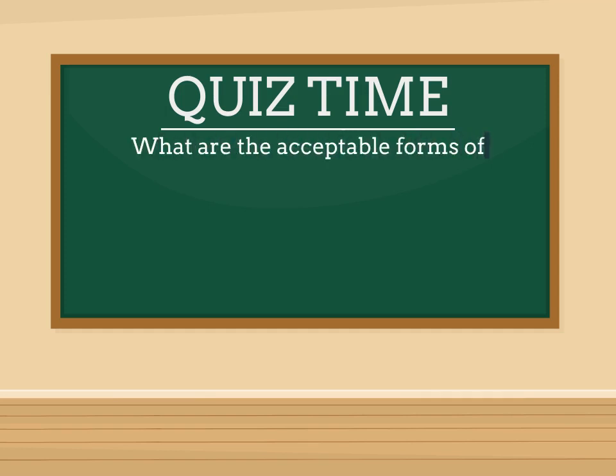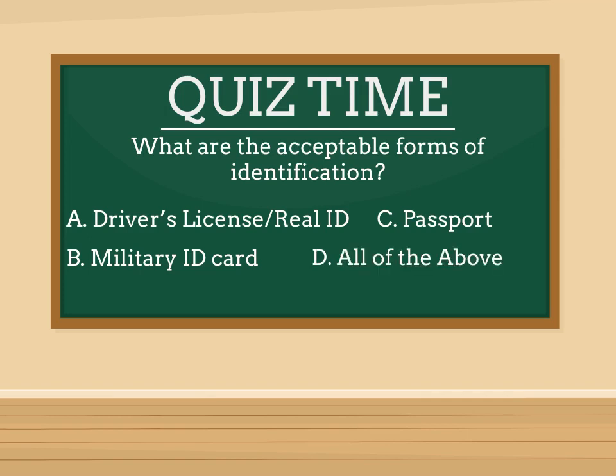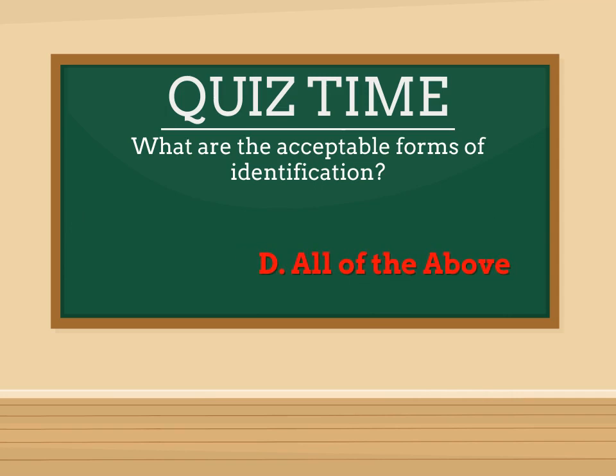Question: what are the acceptable forms of identification? A, driver's license or Real ID. B, military identification card. C, passport. Or D, all of the above. The answer is all of the above.